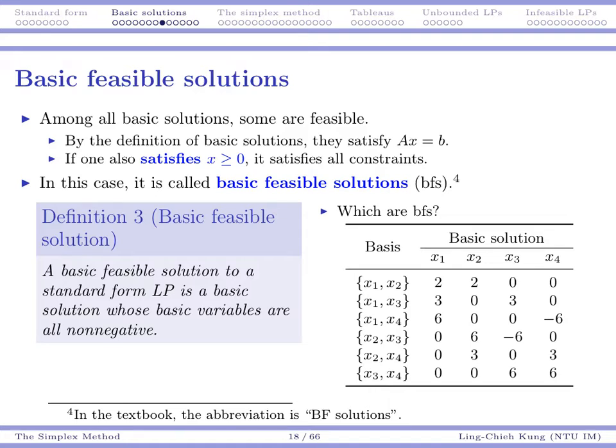The reason is that when we are defining basic solutions, we are only talking about the equality constraints and we ignore the non-negativity constraints. So if we want to check which basic solution is feasible, we only need to check whether all its variables are non-negative. In that case, we say it's a basic feasible solution, abbreviated as BFS.